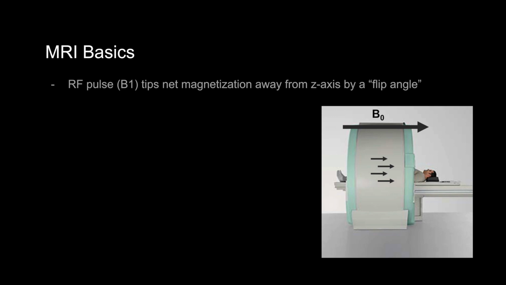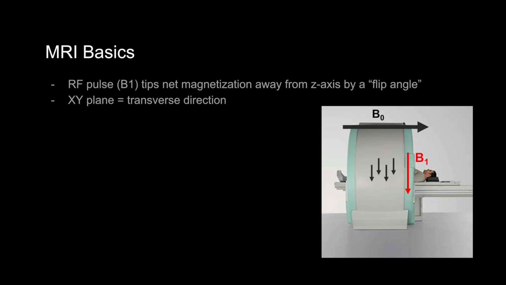What matters most is that the RF pulse tips the net magnetization away from the z-axis and into the xy plane. How much it tips away from the z-axis is called the flip angle. Here, for simplicity, let's say that this is 90 degrees for now, and again, with this 90-degree RF pulse, shown here with B1, the net magnetization is tipped into the xy plane, perpendicular to the z-axis that we described prior.